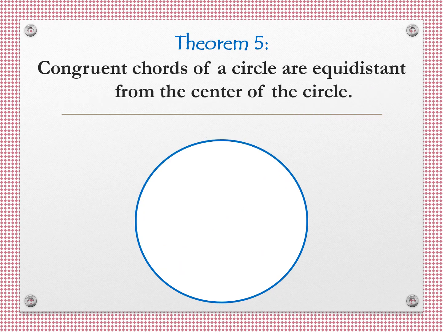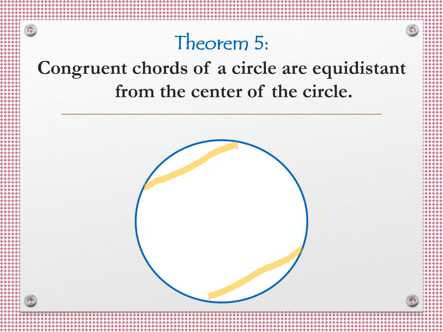Theorem number 5, congruent chords of a circle are equidistant from the center of the circle. So here I should have two chords, congruent chords. Let's say this is my chord number 1, and my next chord should be congruent to this. So meaning the same length as that. So this one is another chord.